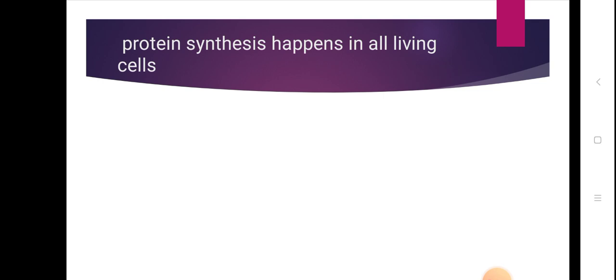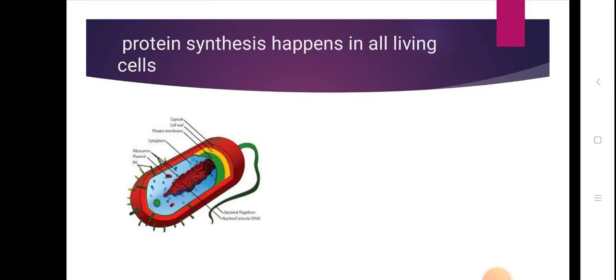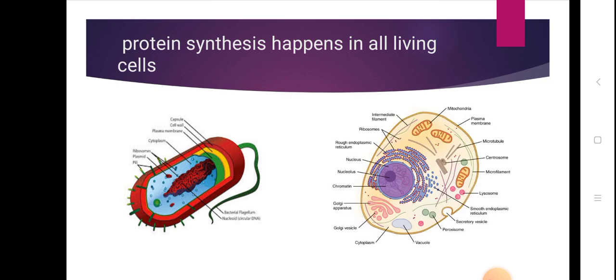And this process that is called protein synthesis or protein formation happens in all types of living cells. As we said before, there are two types of living cells. The first type is called what? It is called prokaryotic cells or prokaryotic living organisms.